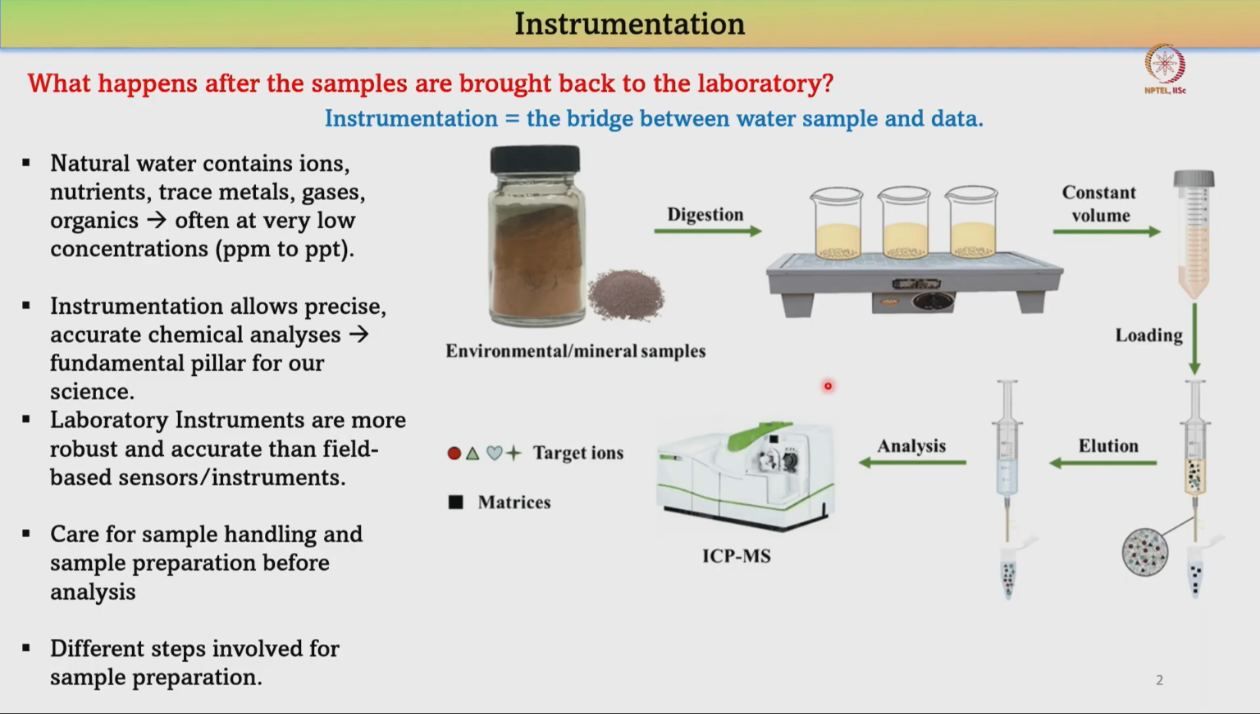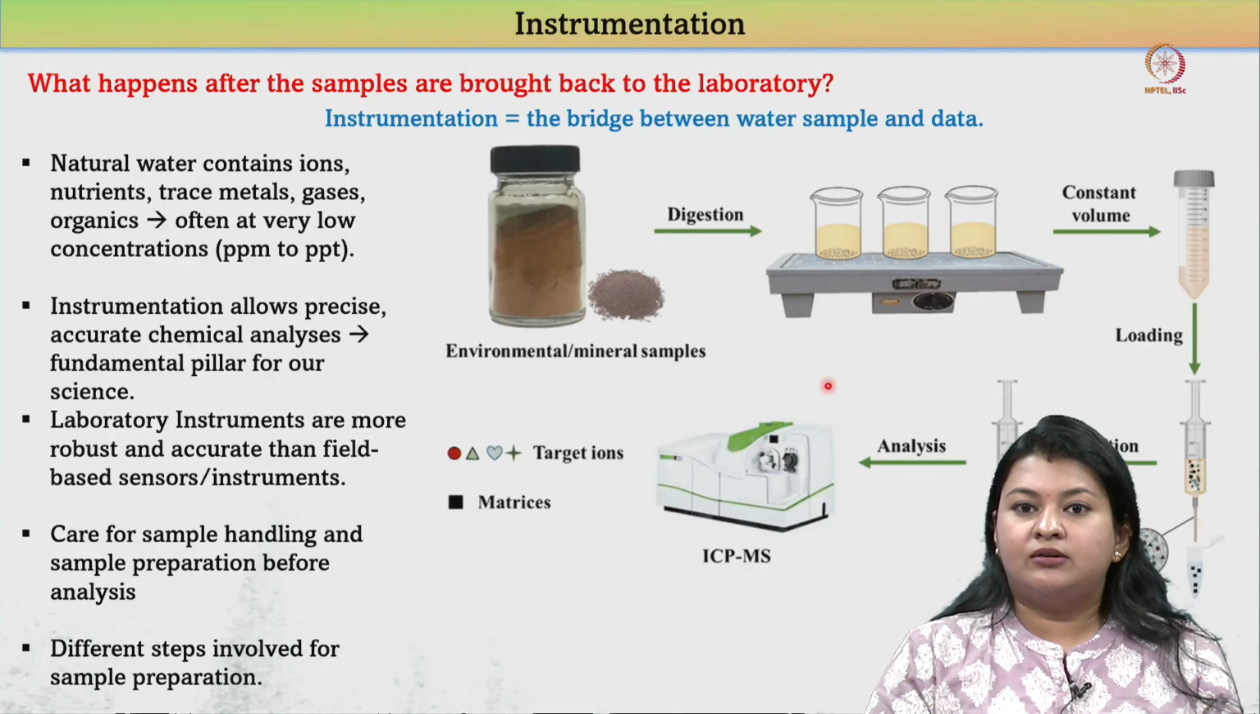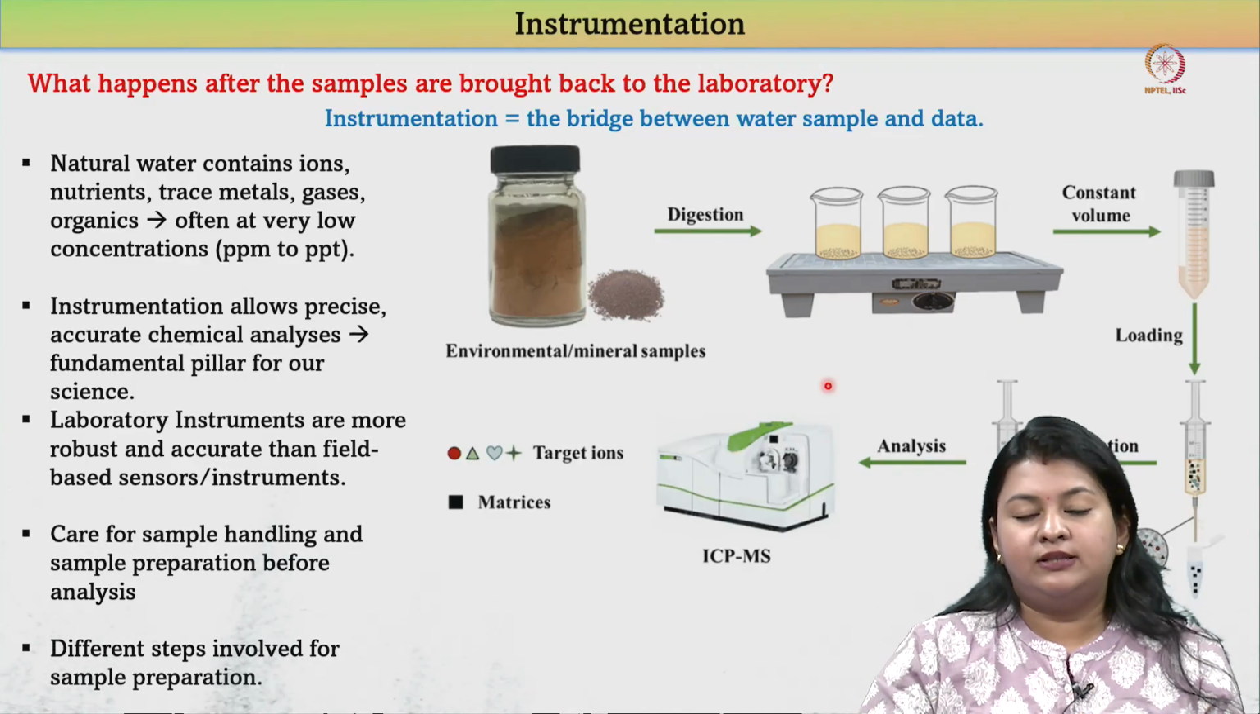So, we have that set range, and whatever falls within that range, we say we are confident about that particular value. But if the sample has a much higher or much lower concentration than those set ranges, then it becomes difficult for us to say with confidence whether that value is right. So, we will lack confidence in those cases.